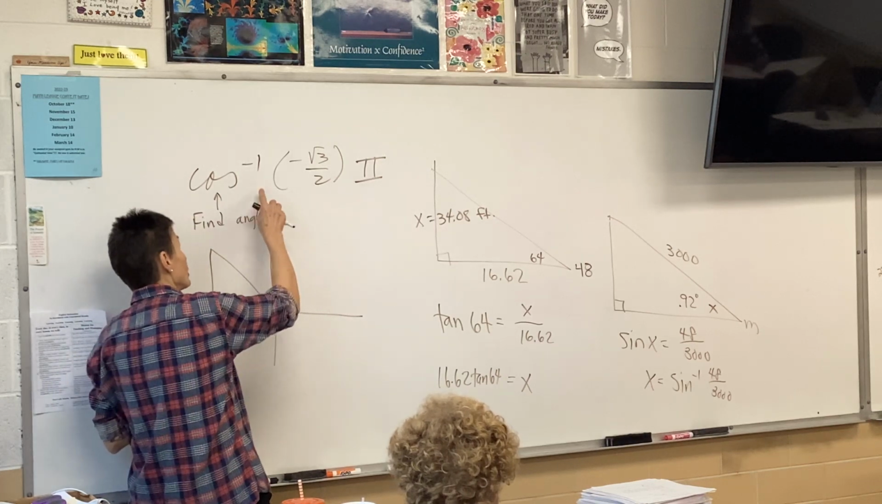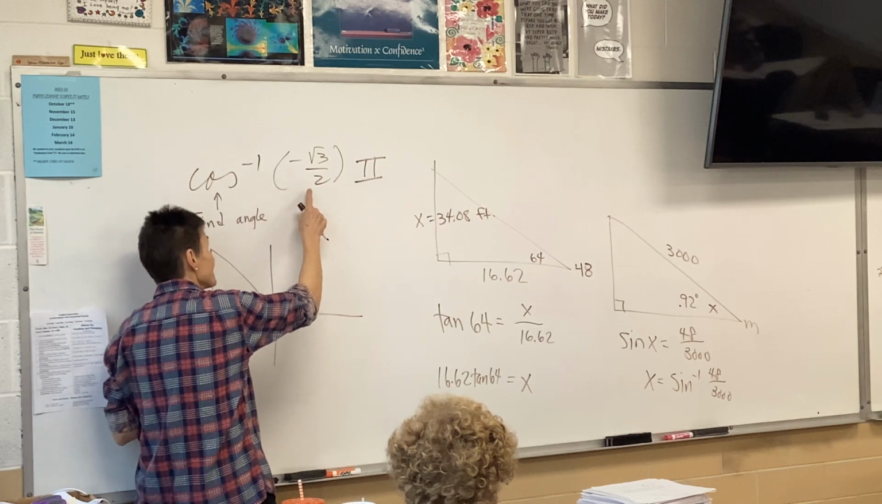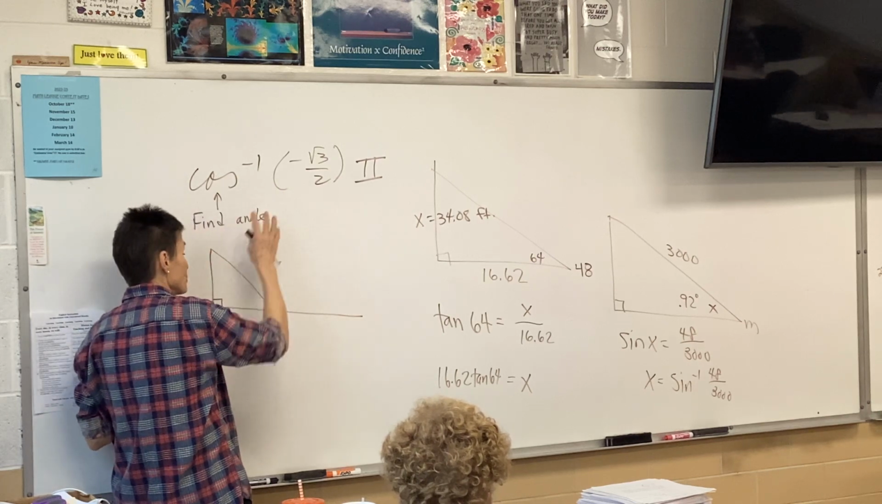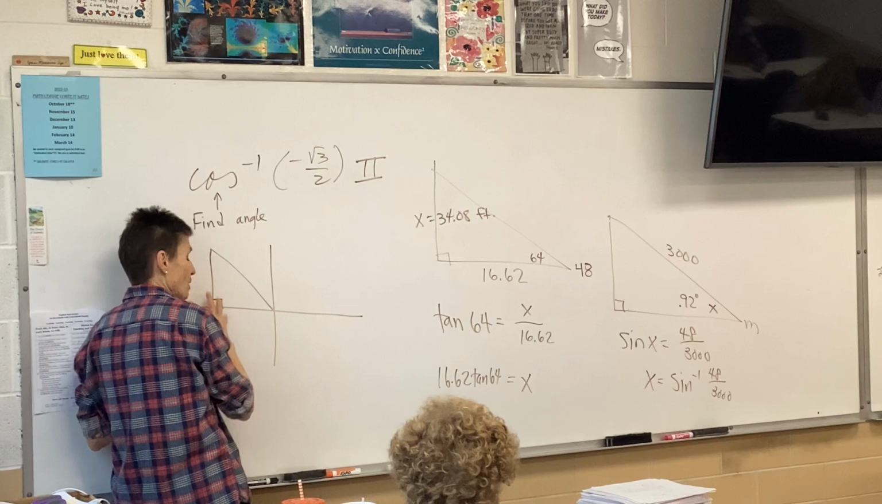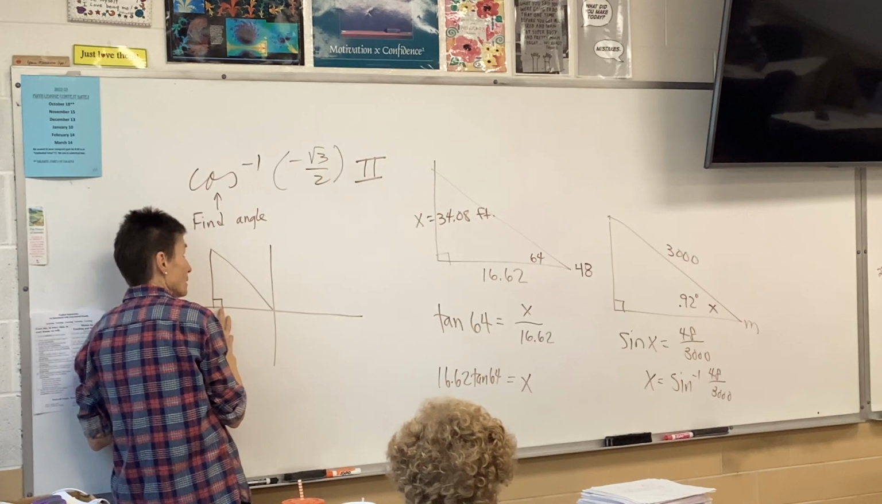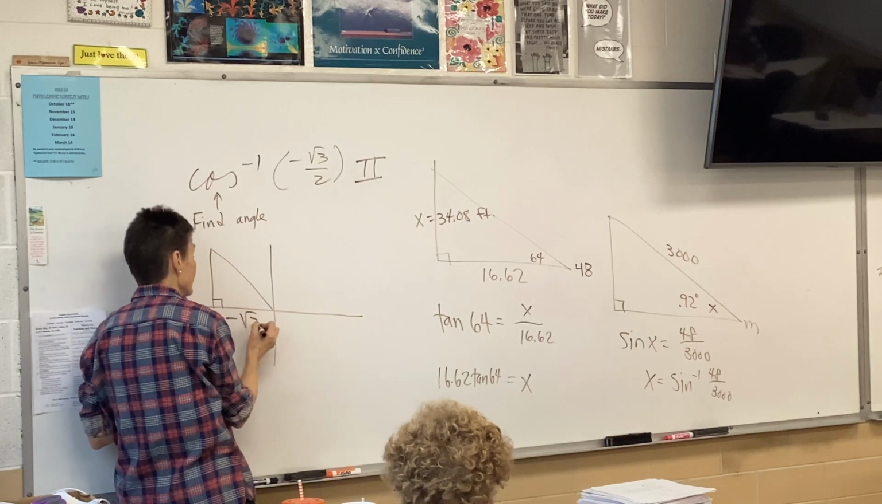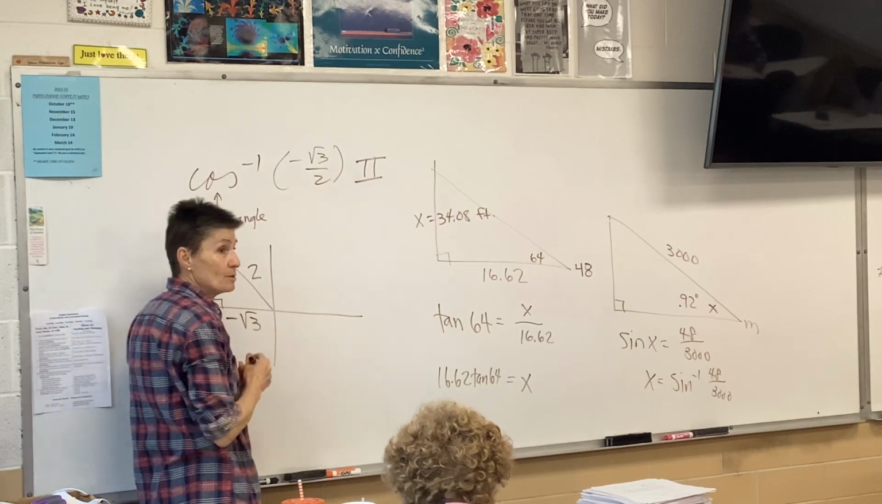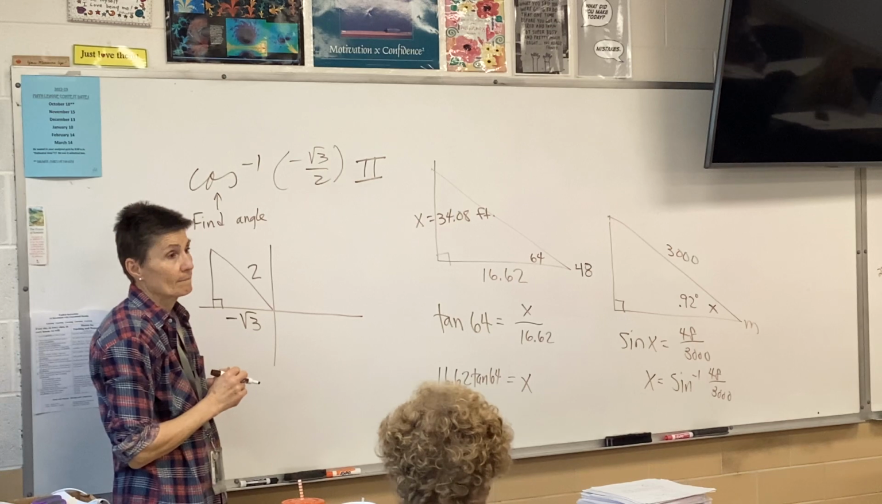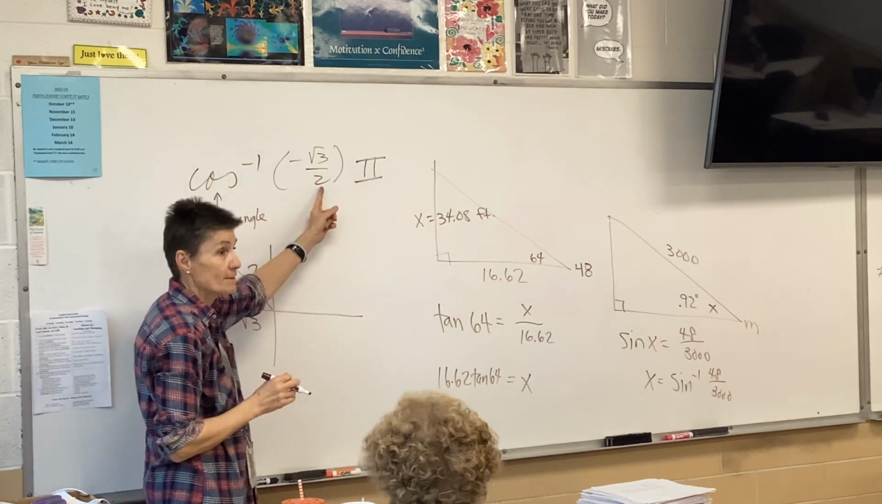We know that the cosine is negative root 3 over 2. So what does that mean about the sides of my triangle? Cosine is adjacent over hypotenuse, so adjacent is negative root 3 and hypotenuse is 2. That's what cosine means.